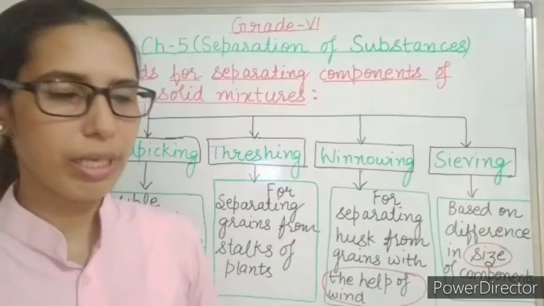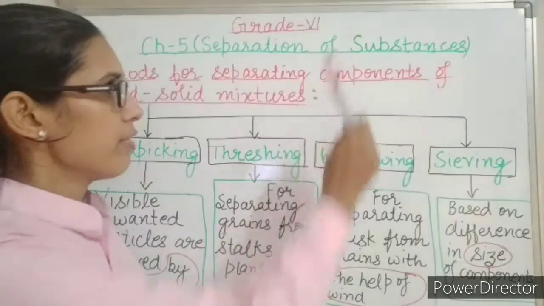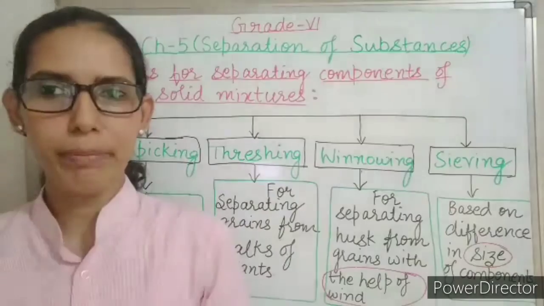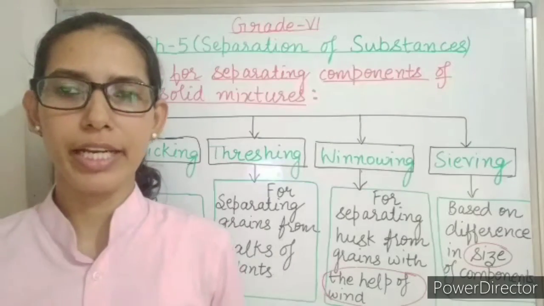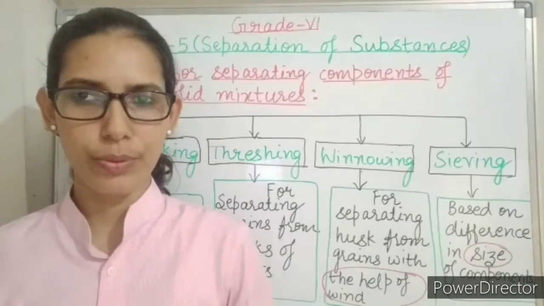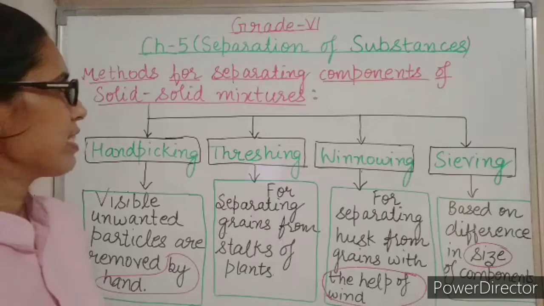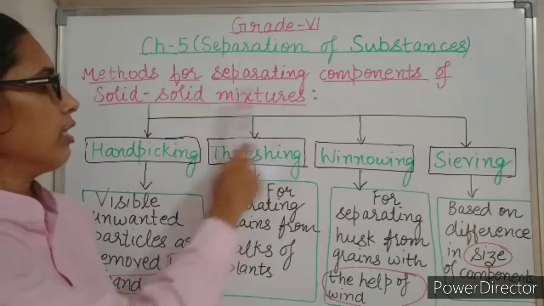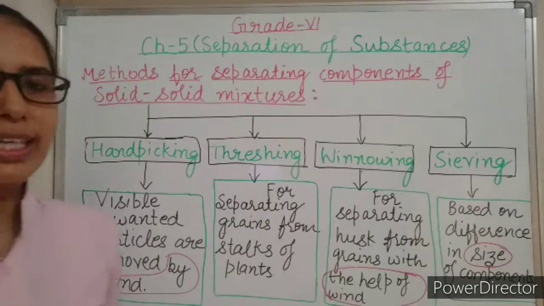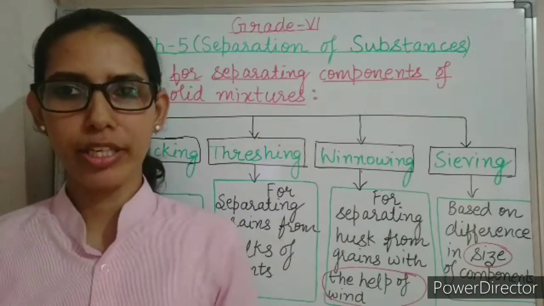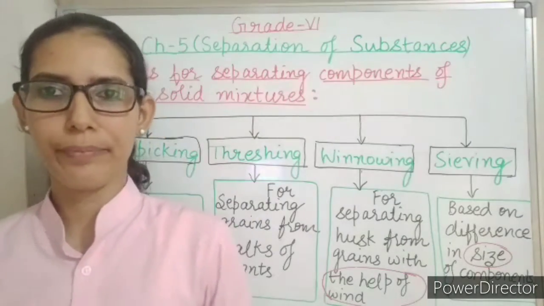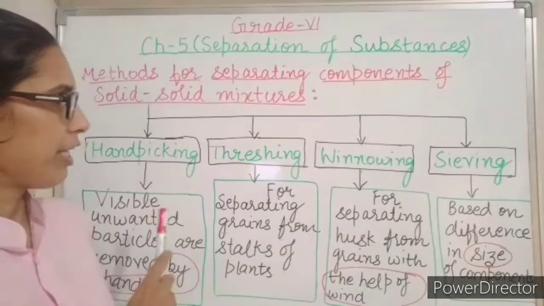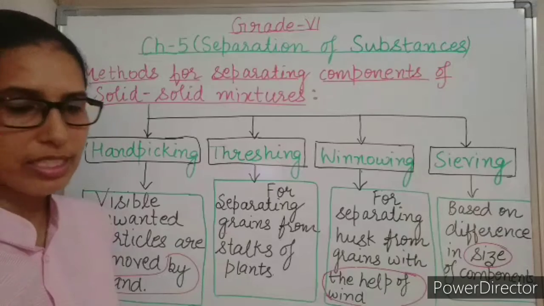Today we will continue Chapter 5, Separation of Substances. Today we will revise different methods for separation of substances, and side by side we will be discussing question answers also. First we will start with methods for separating components of solid-solid mixtures. Solid-solid mixture means the mixture in which the components are solid. So these are the various methods that are used for separating components of solid-solid mixtures.